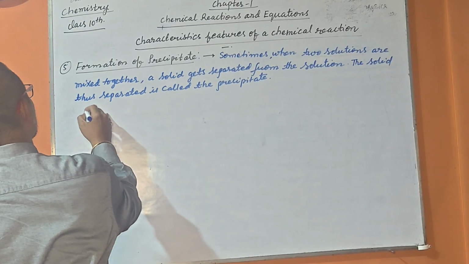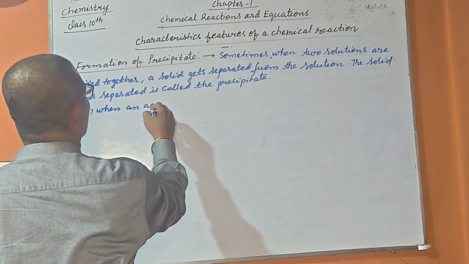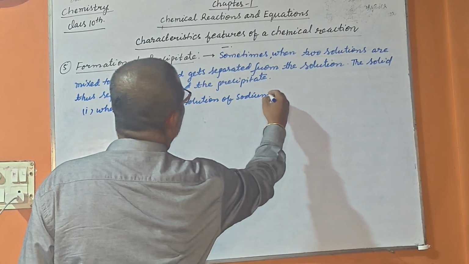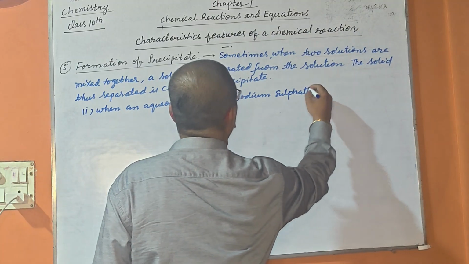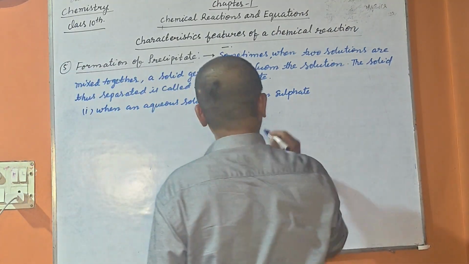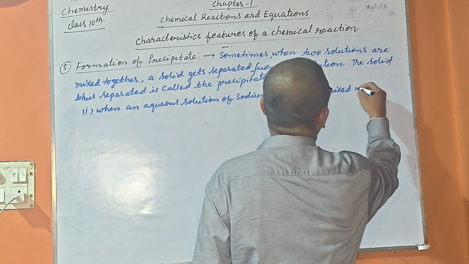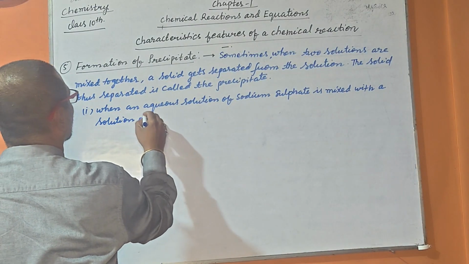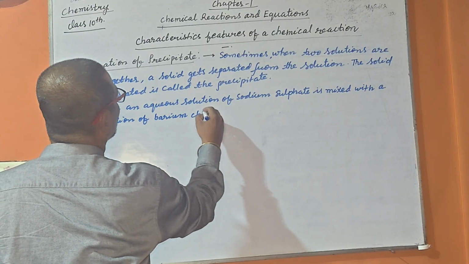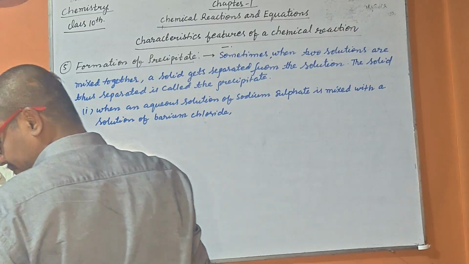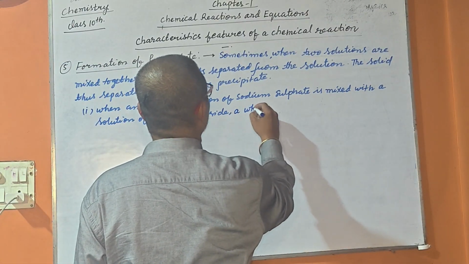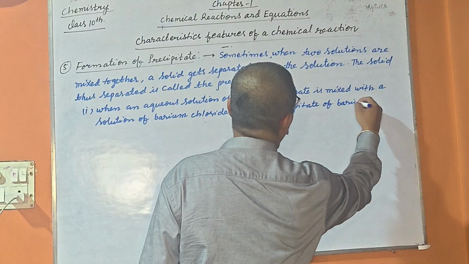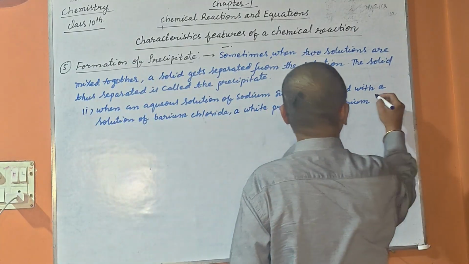When an aqueous solution of sodium sulfate is mixed with a solution of barium chloride, a white precipitate of barium sulfate is produced.